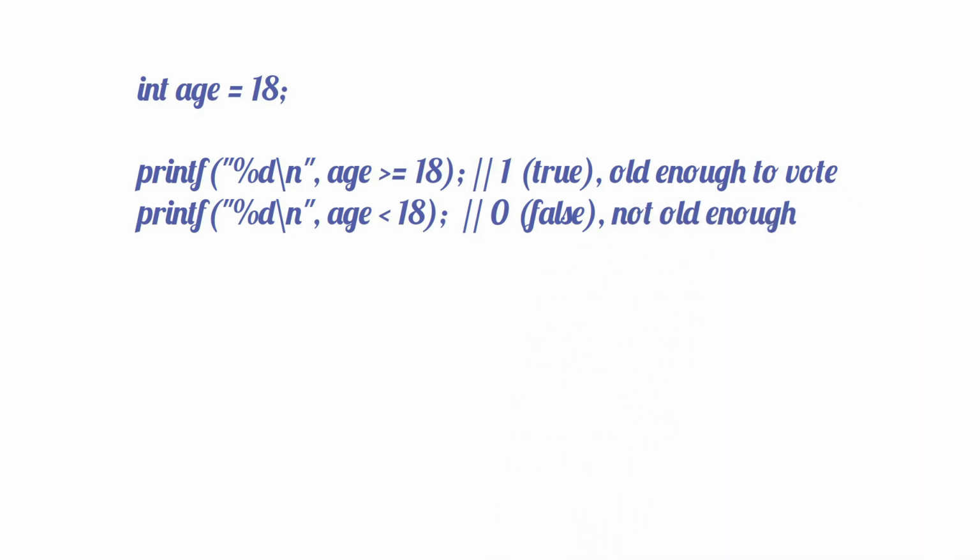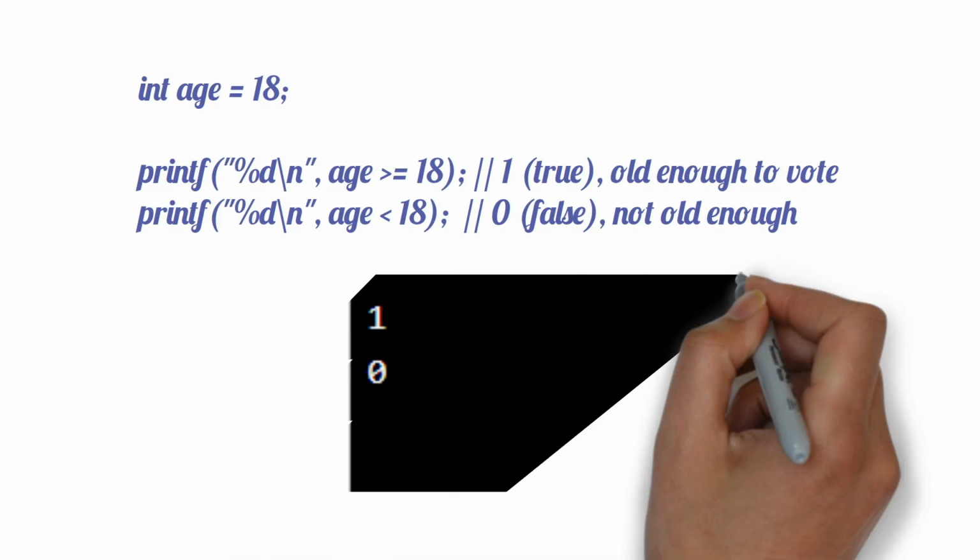Now, in the next statement, you can see I am printing one more line of code where I am printing %d. Next, I am checking whether age is less than 18. As you can see, the age is 18, but 18 is not less than 18. 18 is equal to 18, but 18 is not less than 18. So that means this will return a false statement, that is 0. If I run this code, this will be the output.